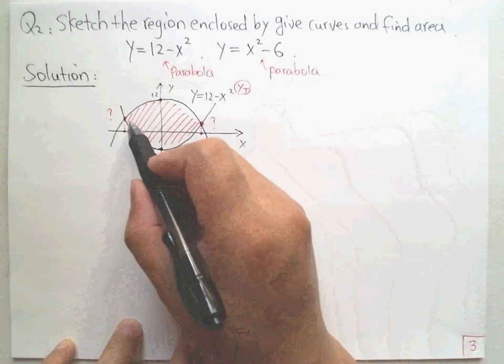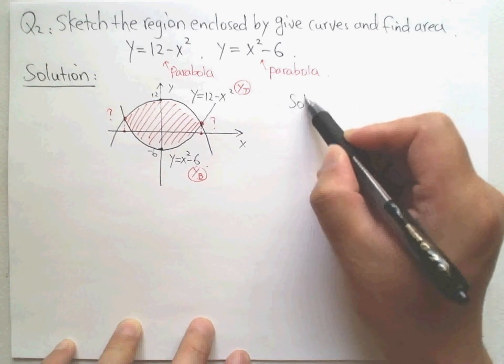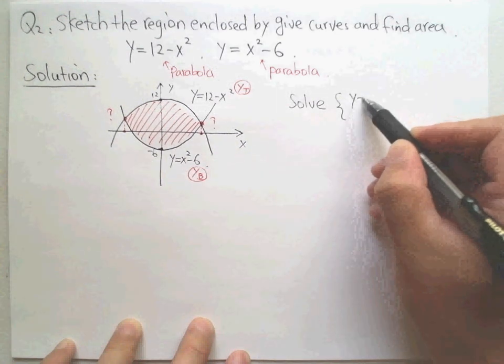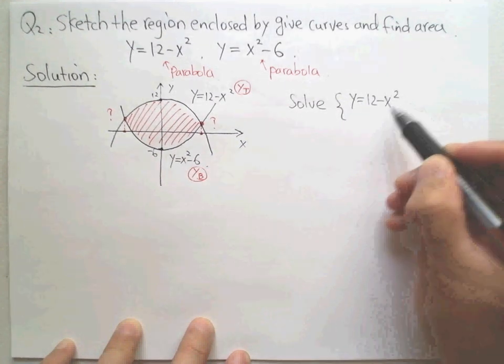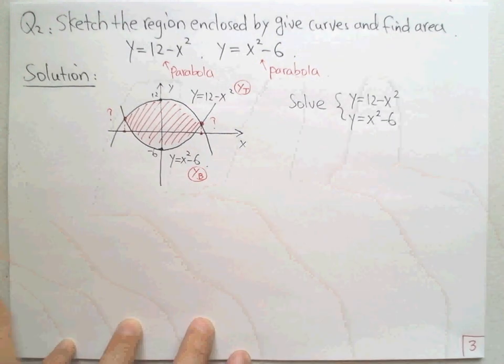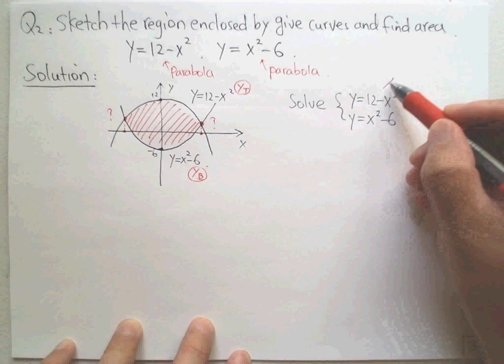So now we need to find these points. All these points, we need to solve. Put these two together: y equals 12 minus x squared, and y equals x squared minus 6. How do we solve this system? We can eliminate the y, right?